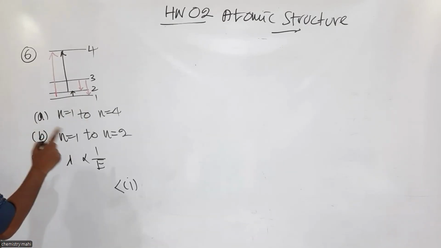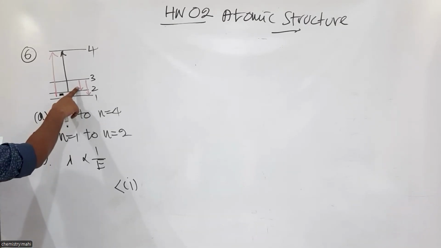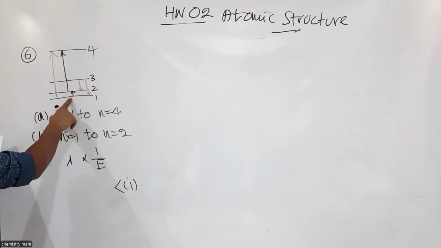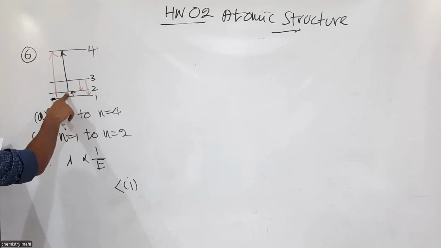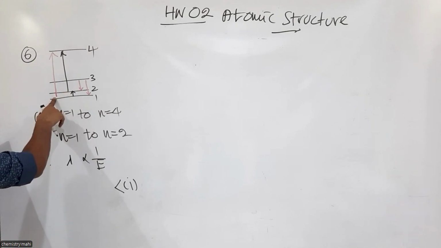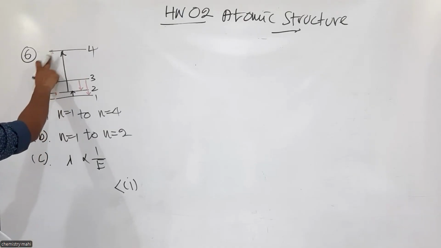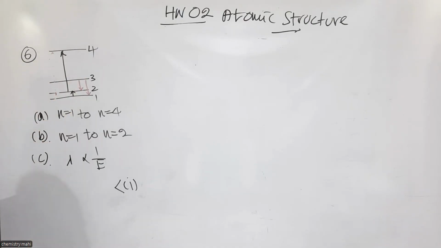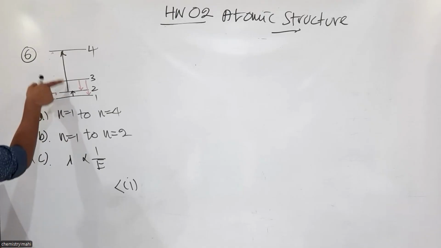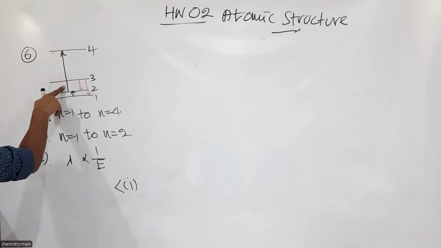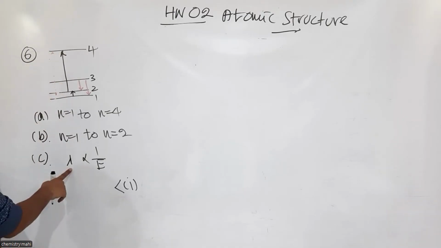The smallest gap is found here, according to what is given. 1 to 4 is not there, so just erase that one. These are the 4 transitions given. The largest gap is found in 2 to 4. That is where you get the smallest, or shortest, wavelength.